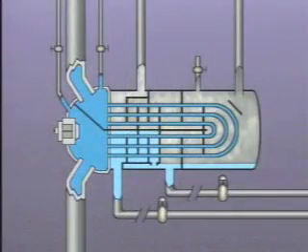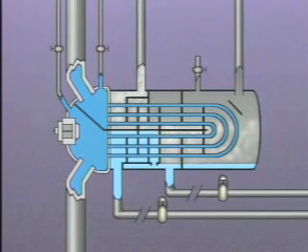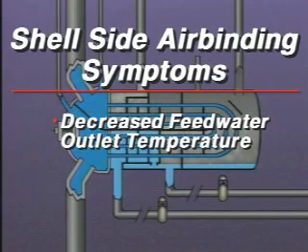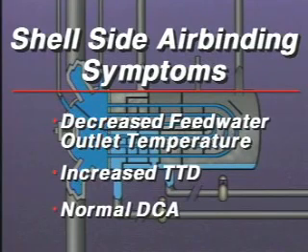Air binding also occurs if air and gases collect on the shell side of the heater. The increasing volume of air blankets the tubes and prevents steam from contacting them. This, in turn, reduces the amount of heat transferred by the heater. As a result, the feed water outlet temperature decreases. The TTD, however, increases because the extraction steam temperature remains the same, even though the feed water outlet temperature has gone down. The efficiency of the drain cooler isn't affected, so the DCA remains normal.